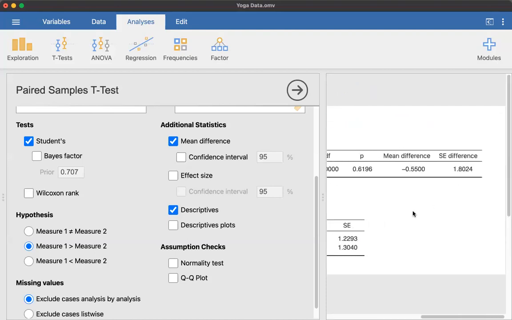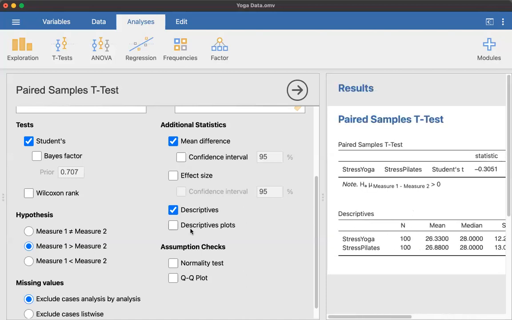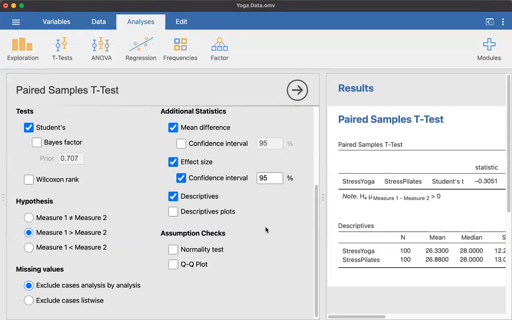You can see that it's negative. And we can also look at the effect size, which is our Cohen's d, and I'm going to go ahead and do confidence interval for that as well. And then when we look over here, the idea is that we can see stress for yoga is lower slightly in our sample. So stress for yoga is very, very slightly lower. And so that is the first variable that we put in.